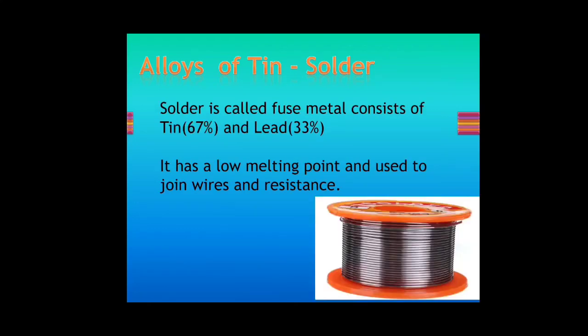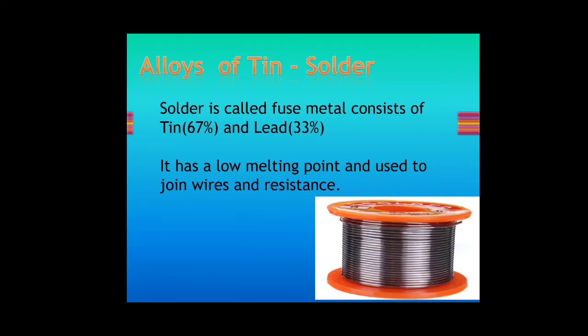The next important alloy is that of tin, and that is called solder. Solder is also called fused metal. It's an alloy of the metal tin. It consists of 67% of tin and 33% of lead. Where do we use this solder? It is used as a joining wire.